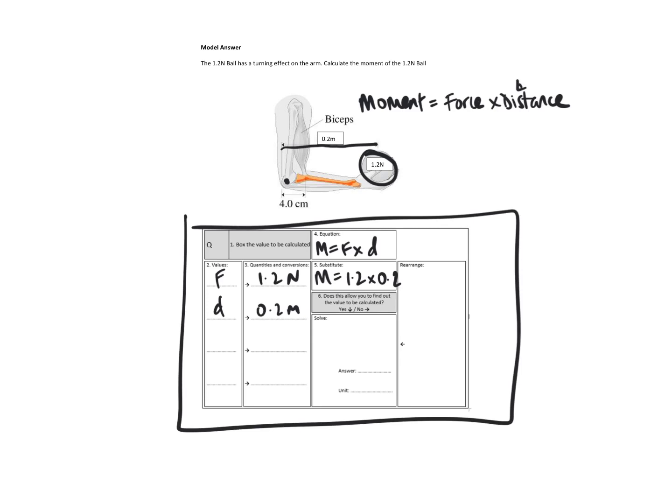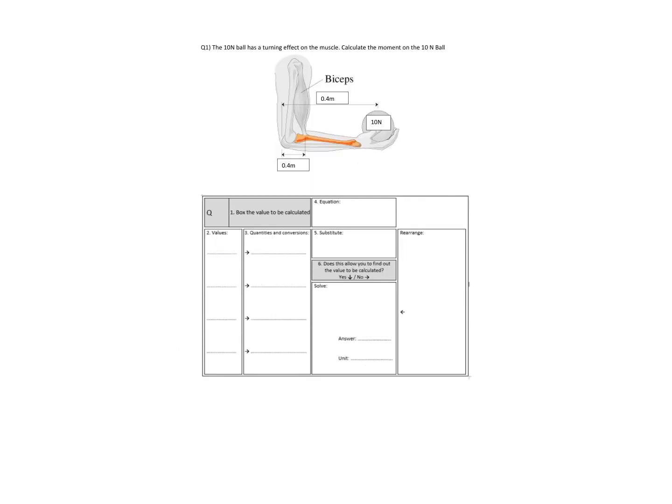So using a calculator, 1.2 times 0.2 is 0.24, and the unit, because force is in newtons and distance is in metres, the unit for moment is Newton metres.